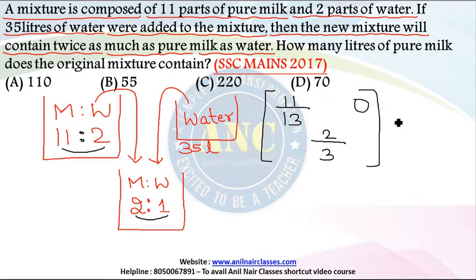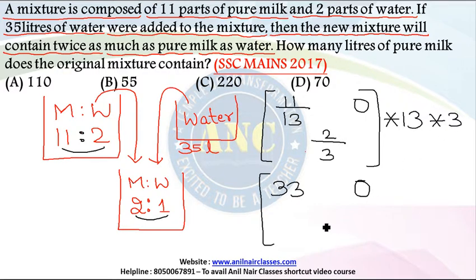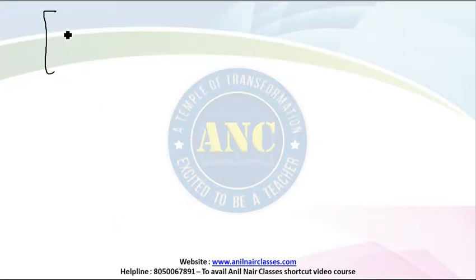But I don't like to work with fractions. Avoid fractions by taking the LCM. Multiply all the 3 values with the LCM, which is nothing but 13 into 3. If I multiply, this becomes 11 by 13 into 13 into 3. 11 into 3 is 33. 0 into anything is 0. 2 by 3 into 13 into 3, it is 2 into 13, 26. That means it is 33, 0 and 26.